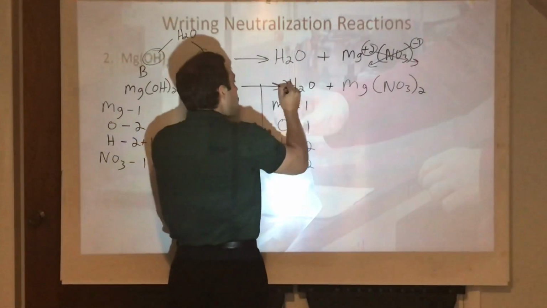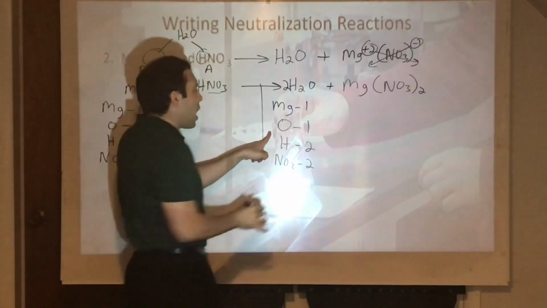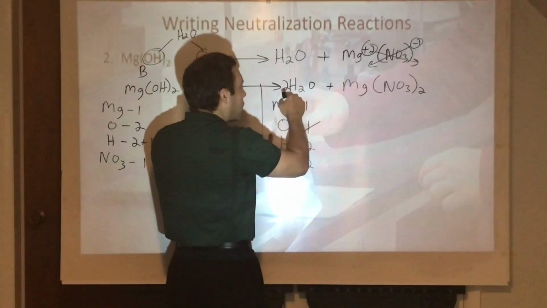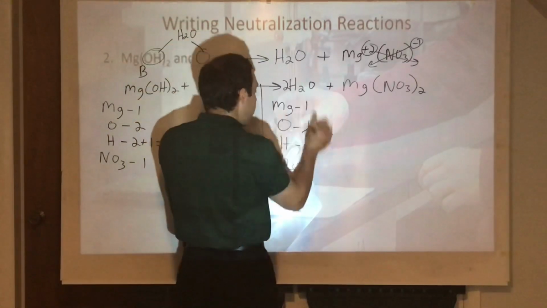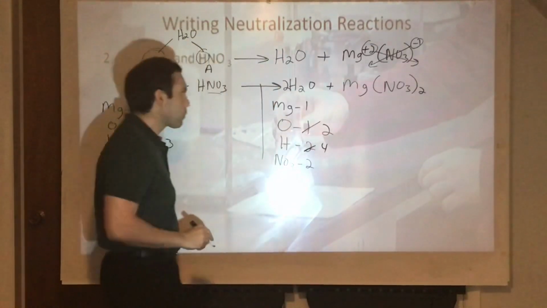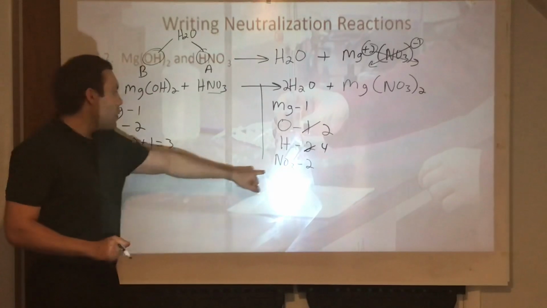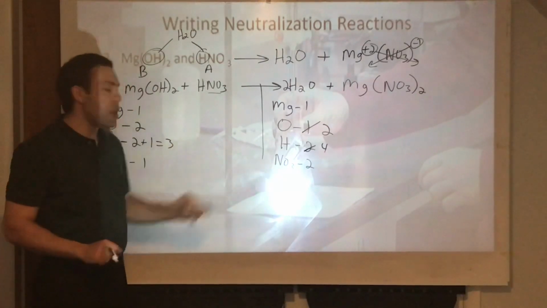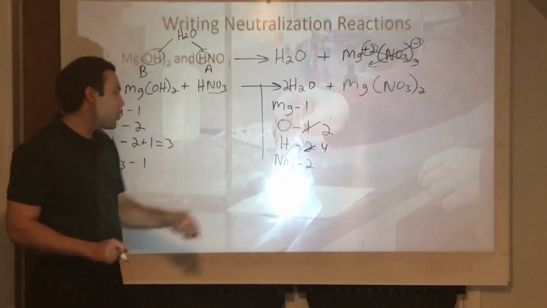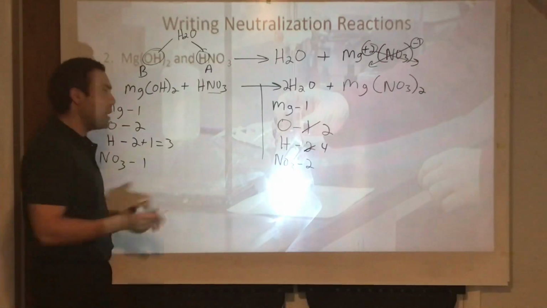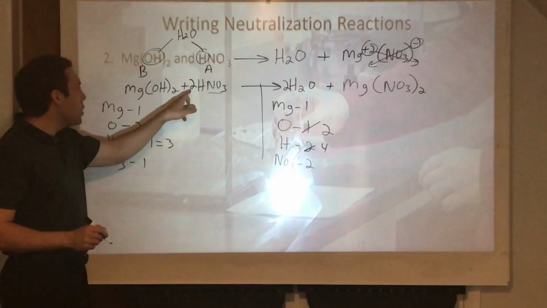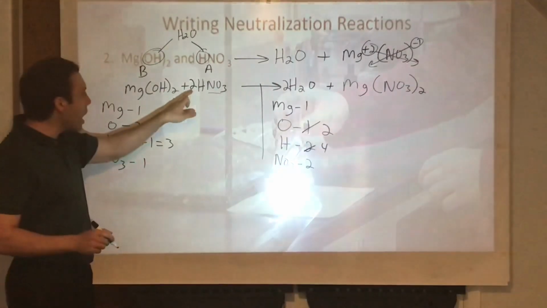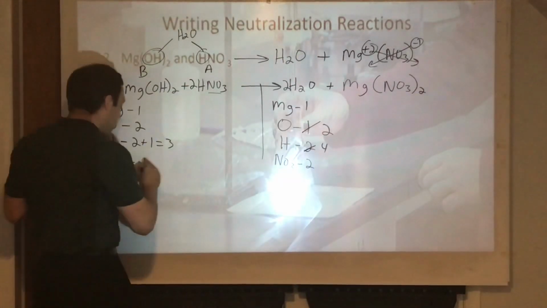So if I put a 2 here in front of the H2O, that changes the number of oxygens. 2 times 1 is 2. And it also changes the number of hydrogens. 2 times 2 is 4. I also need to fix the number of nitrates. I have 2 nitrates here, 1 nitrate here. Easiest thing to do would be to put a 2 right here. So that also changes the hydrogens. Let's do the nitrates first. 2 times 1 is 2.